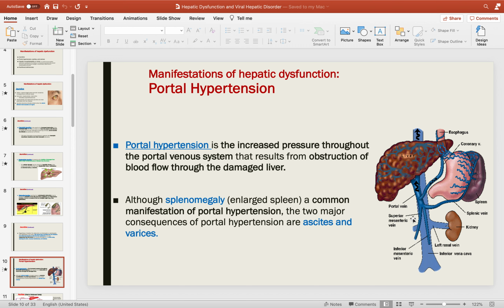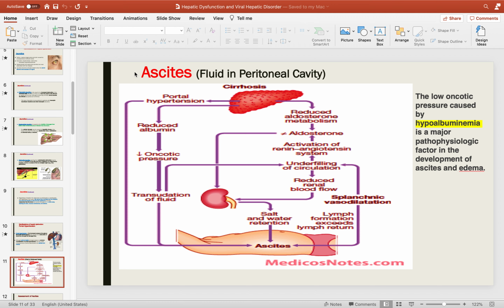Because of the portal hypertension, the patient may develop ascites. Why does the patient develop ascites? I will explain this in more detail: portal hypertension leads to accumulation of fluid, and also portal hypertension leads to varices. With varices, there will be enlarged veins near the esophagus or the stomach, and I will explain more about this in detail in the next slide.